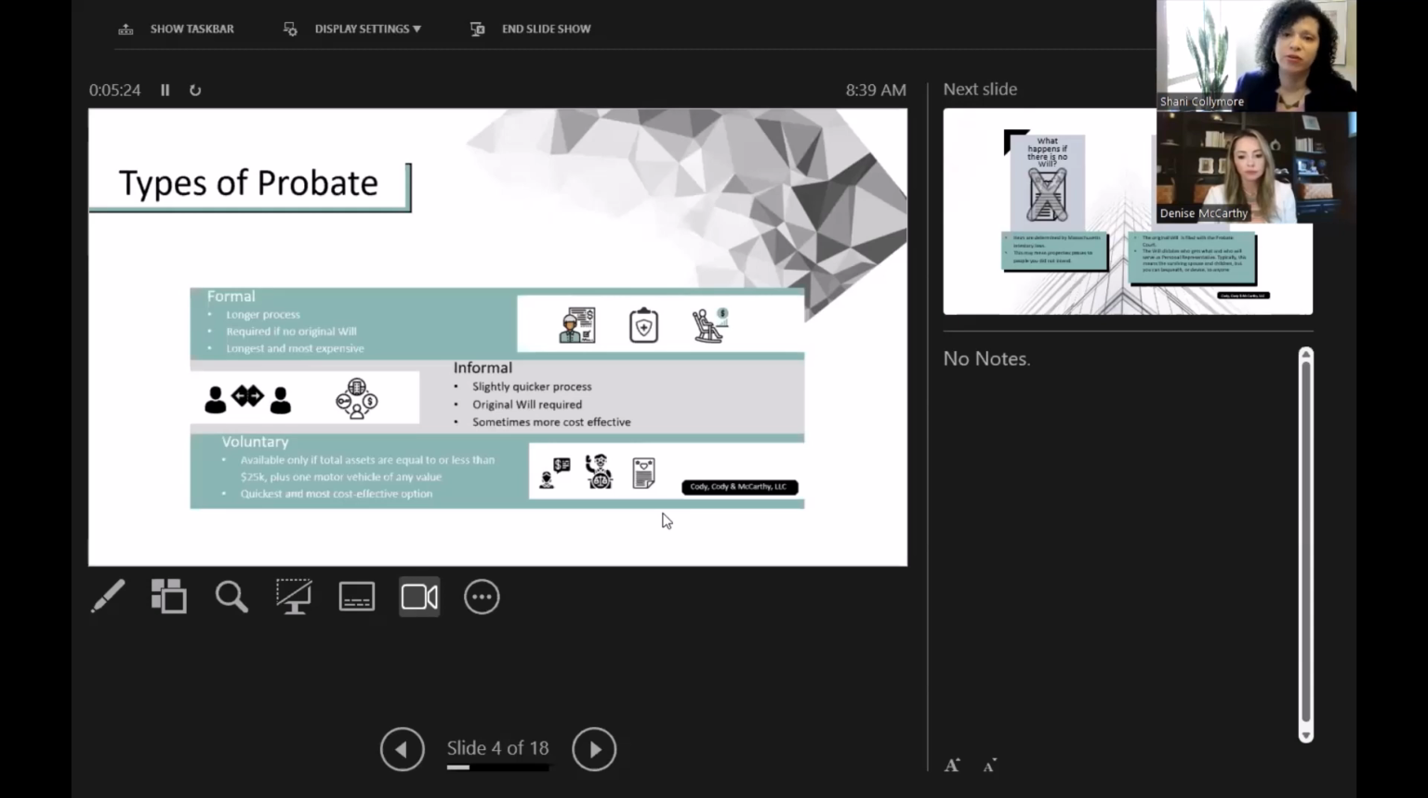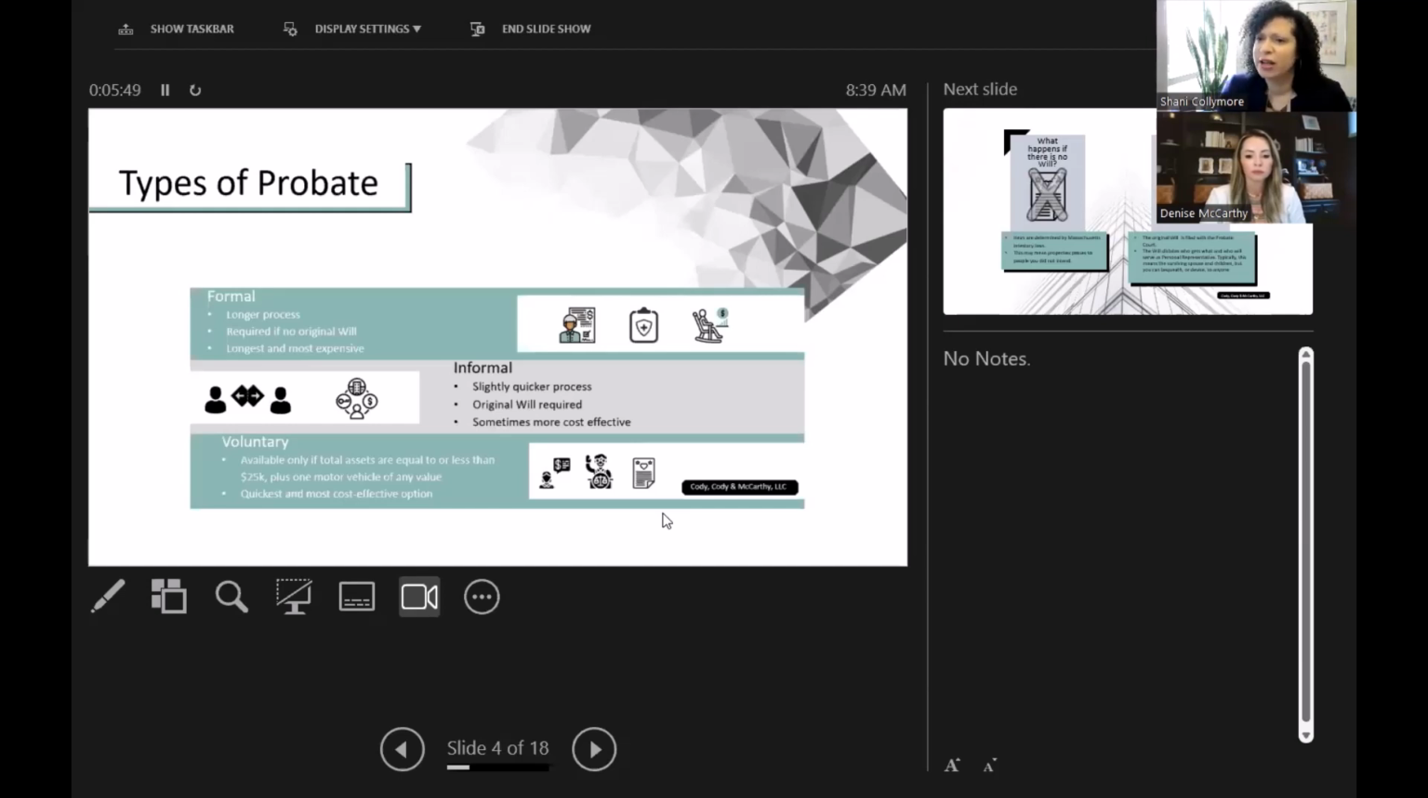And you might do this if you have real estate, or any situation that's not cut and dry, you're going to want to do a formal probate. Or if you need a formal determination of heirs for various title reasons, you might do that. An informal would be the second fastest option. And we do that process as well, depending on the client's situation.